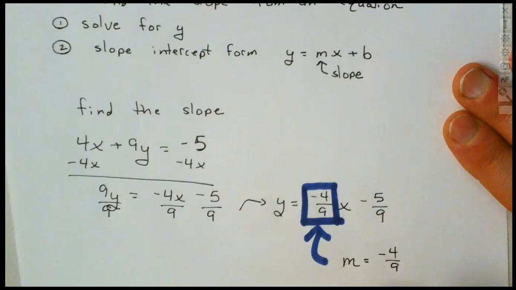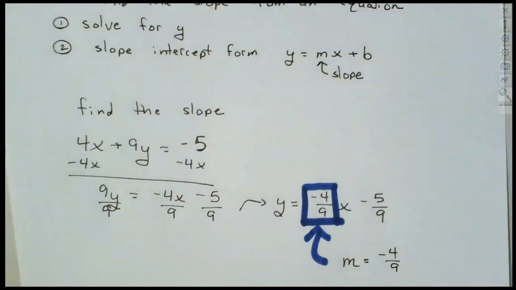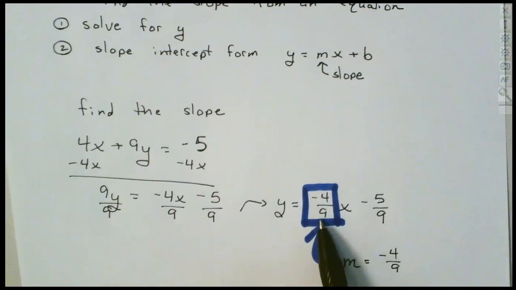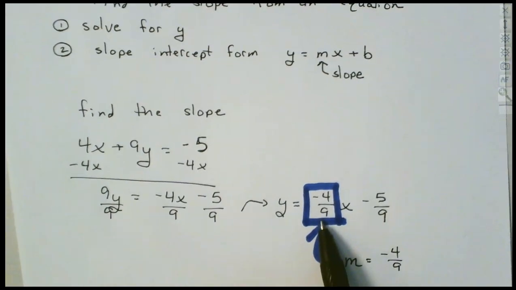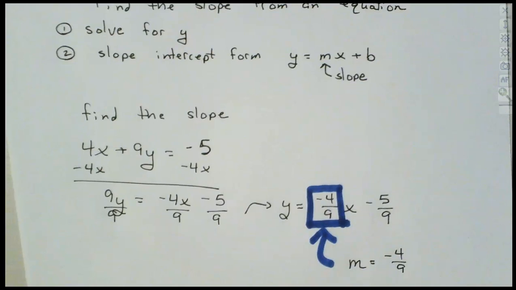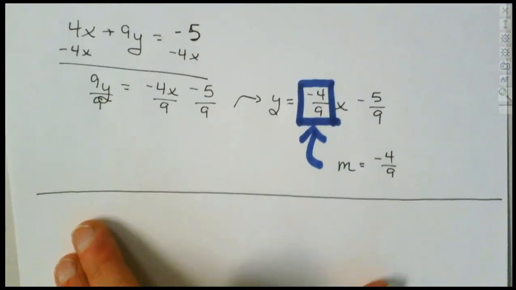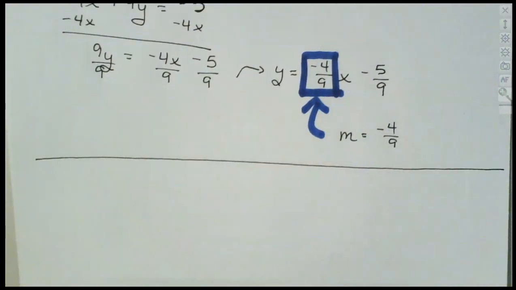So what did I do? I took my equation and I solved it for y. Once it was solved for y, then I took the number in front of the x, and that is my slope. So solve it for y, and the number in front of the x becomes your slope. And if there's no number, we know there's a 1, right? If there's no number, it's always a 1 then.